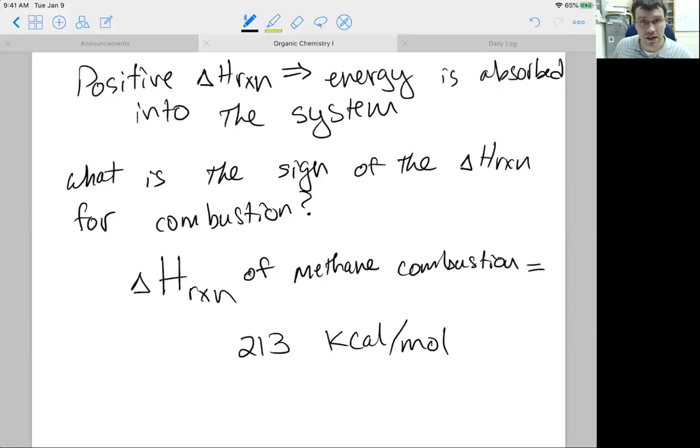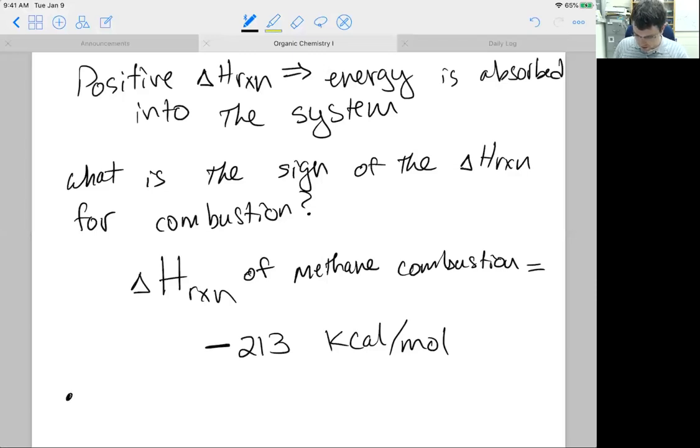Now you're going to tell me, is that a negative 213 kcals per mole or a positive? Well, the energy in any combustion reaction is on the product side of the reaction. It's an exothermic event as the energy is being released from the system. And if it's being released, it's a negative sign.